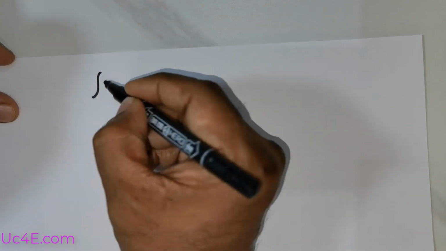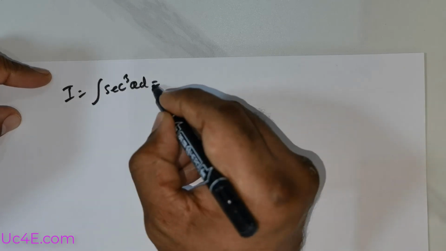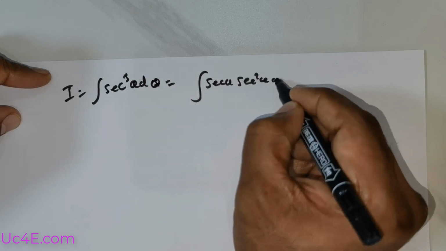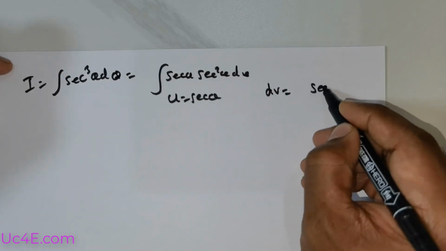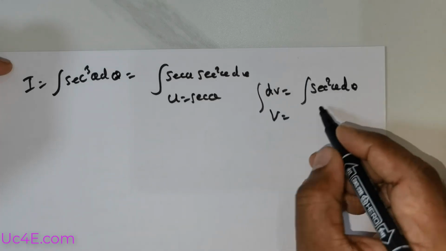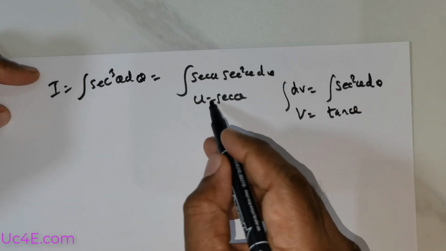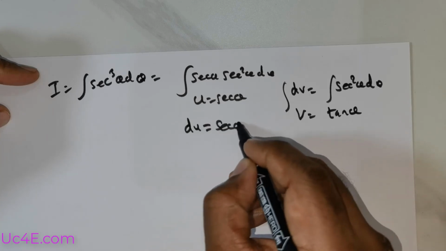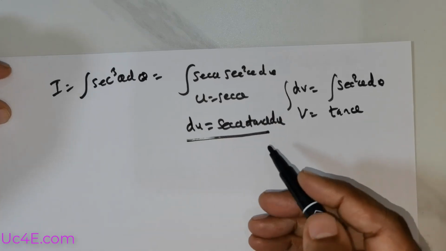If you remember, we started off with I being equal to the integral of secant cubed theta d theta. Then I wrote this as secant theta times secant squared theta d theta. Then I took the value of u to be secant theta and dv to be secant squared theta d theta. I need to get the value of v. So the integral of secant squared theta is tan theta. So I have shown you how to get this. And in case of u being equal to secant theta, we need to get du. Du is secant theta tan theta times d theta. I also showed you how to differentiate this.